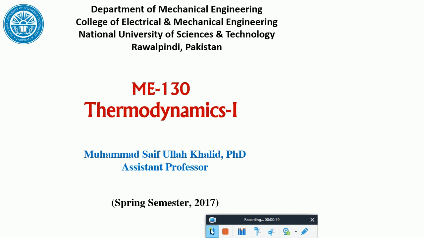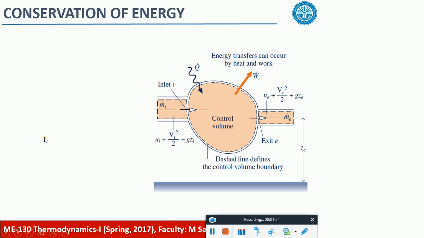Now we are going to talk about the conservation of energy for a control volume. Before going for its mathematical form, you can just see this is kind of a control volume. And this dashed line is representing the control surface, which is basically a boundary for the control volume.